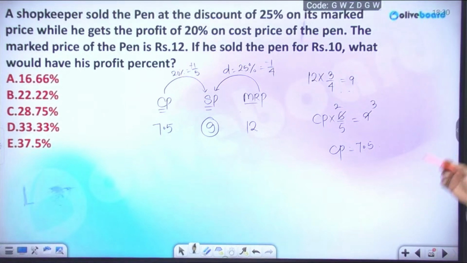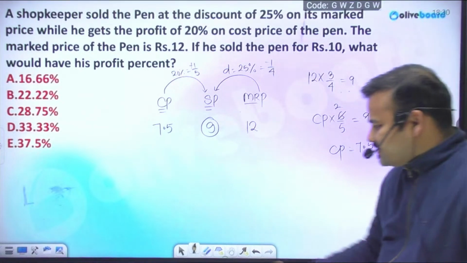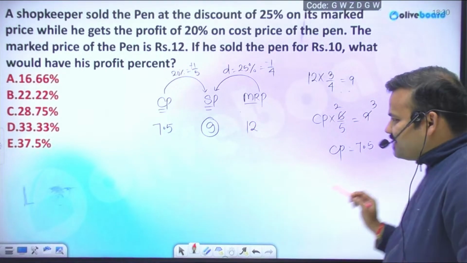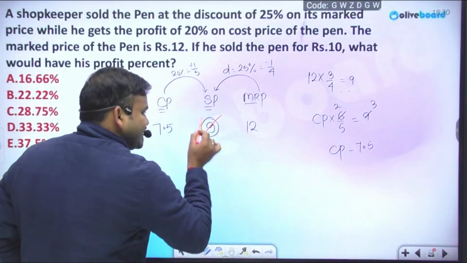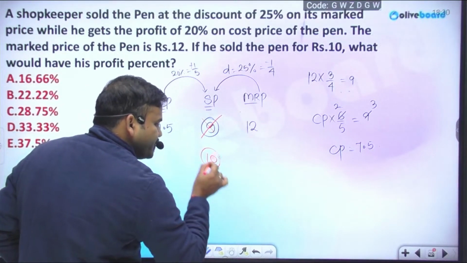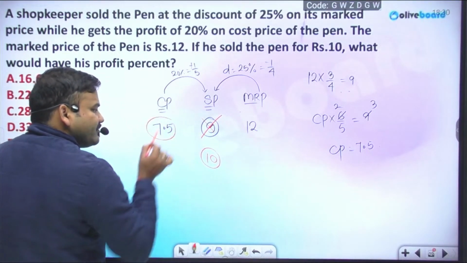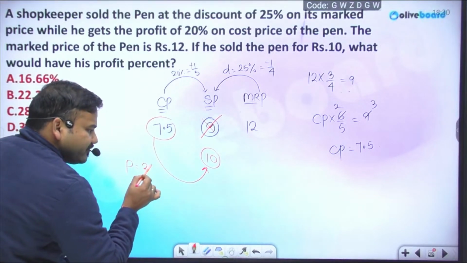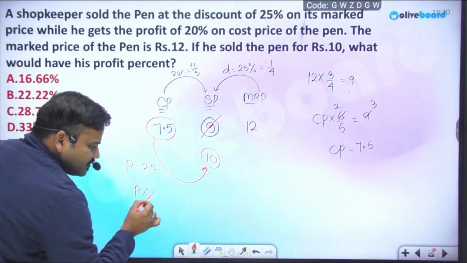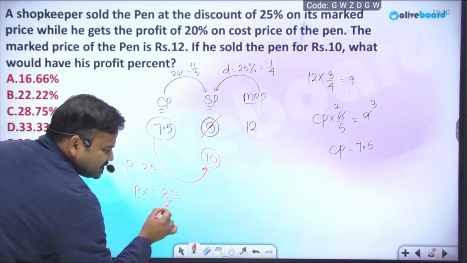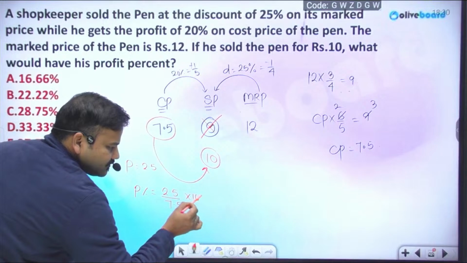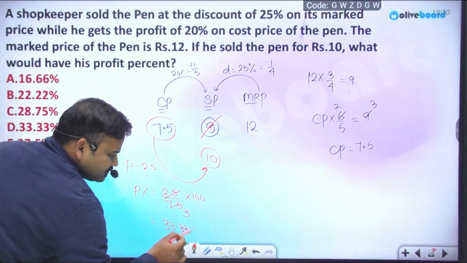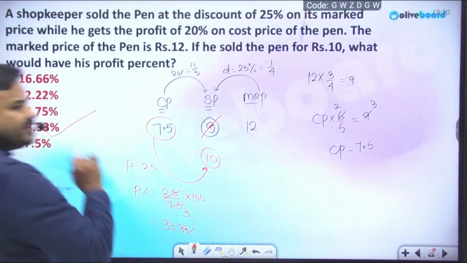If he sold the pen at rupees 10, what would have been the profit percent? So this is the real CP, SP and MRP. But the question says, if he sells the pen not at this price but at 10, then what would be the profit percent? The article of 7.5 is sold at 10. That means he is making a profit of 2.5. What is the profit percent? Profit is 2.5 upon 7.5 times 100. This is 3 times. So 100 by 3 is nothing but 33.33%. So 33.33% will be the profit earned.